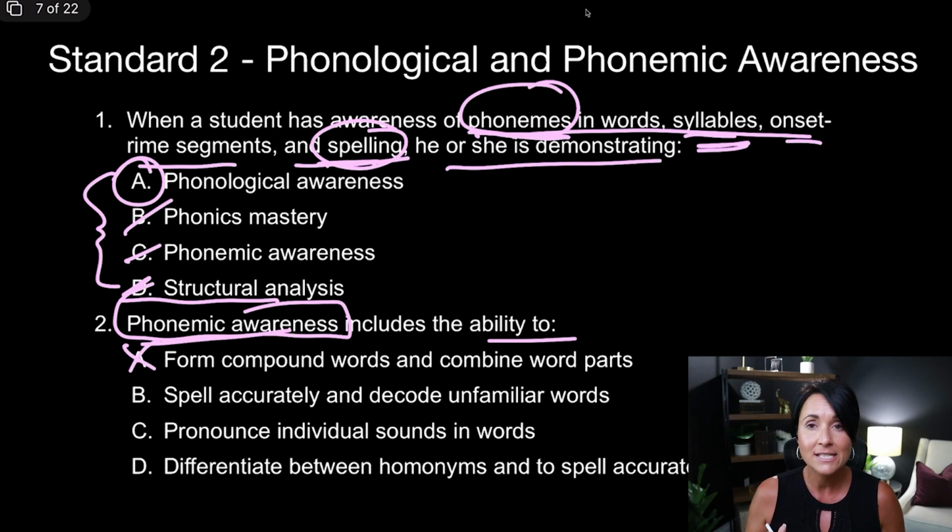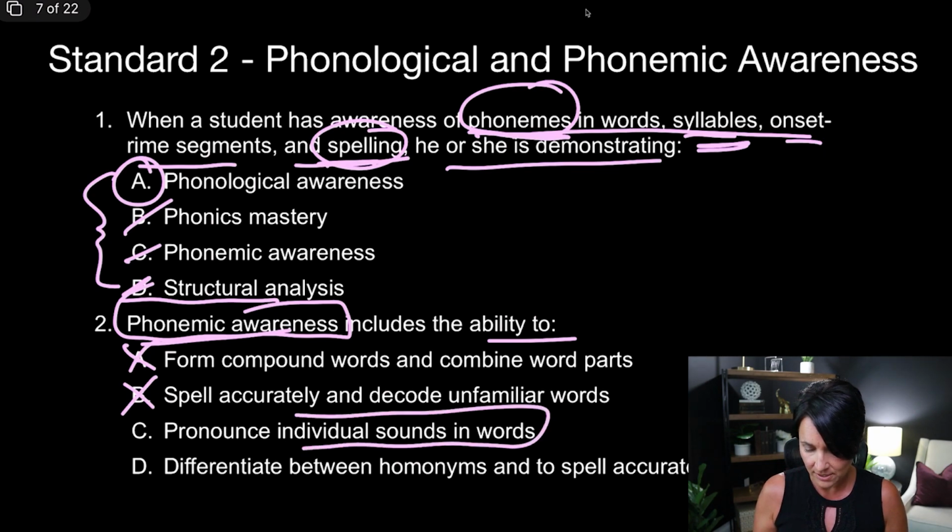B, spell accurately and decode unfamiliar words. That's phonics, not phonemic awareness. C, pronounce individual sounds and words. There it is. C is the answer. D, differentiate between homonyms and to spell correctly. Again, this is phonics. D is out. C is the correct answer there.